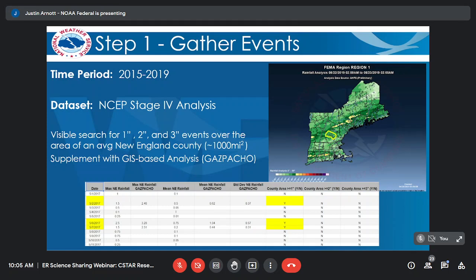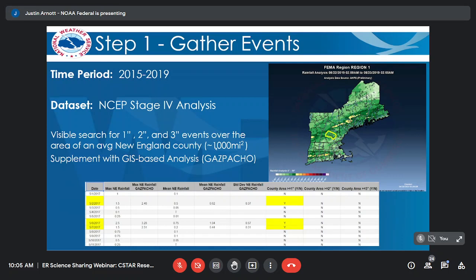So we looked for areas that were that size, and we see in the map that's shown here, no doubt that this passed the test, at least at the 1 inch threshold, and it was getting close there on the 2 inch threshold. And then we supplemented this with GIS-based analysis using the Gazpacho package, which was developed in other parts of the Eastern region and used most frequently for some of our snow analysis, but we used it after the fact to verify and also just plot and look at some of these observed events.